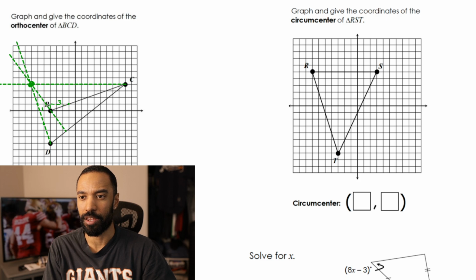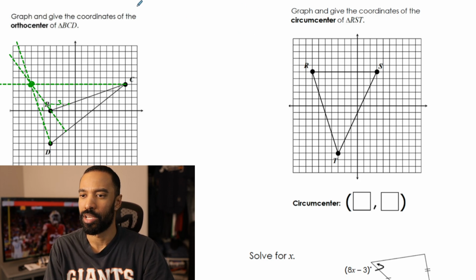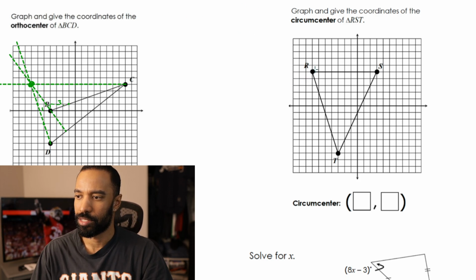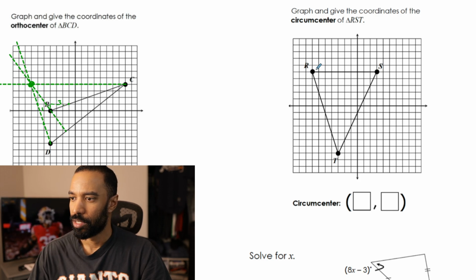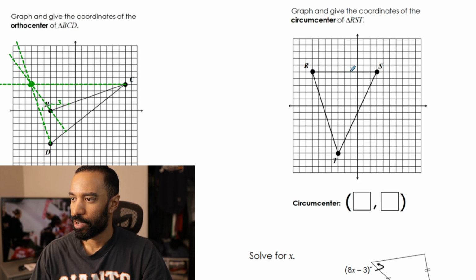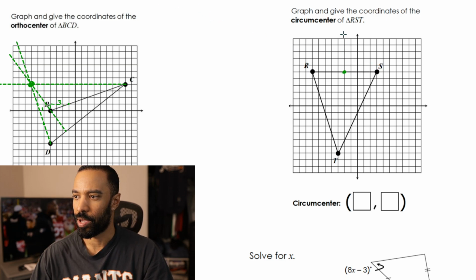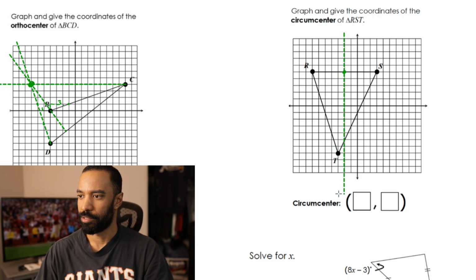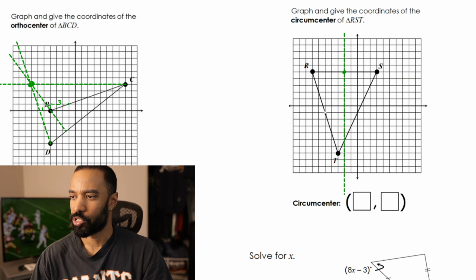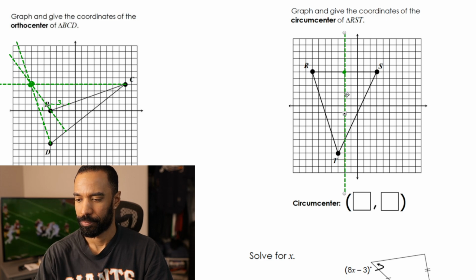Now, circumcenter is made from perpendicular bisectors. So you'd want to find midpoints of two of these. 1, 2, 3, 4, 5, 6, 7, 8, 9, 10. Half of that is 1, 2, 3, 4, 5. Here's a midpoint of RS, perpendicular to a horizontal line, a vertical line. So the circumcenter is somewhere on that.